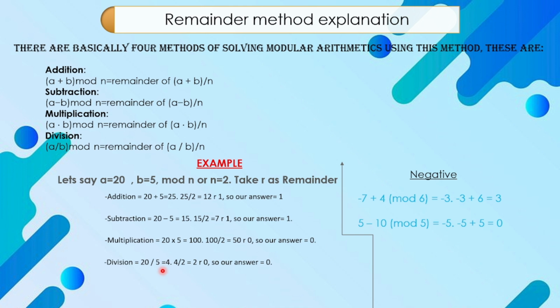5 minus 10, mode 5. We're going to say it's going to be minus 5, because 5 minus 10 is minus 5. Minus 5 plus 5, which is our mode, will be equal to 0.